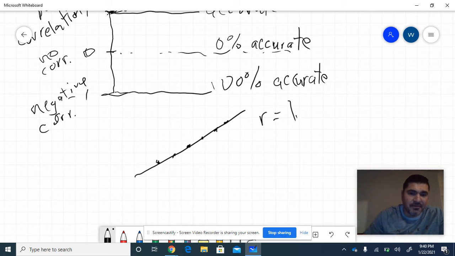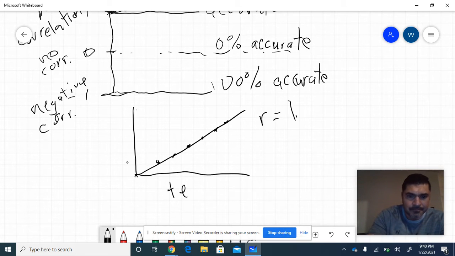So an example of a positive correlation is as the temperature goes up, the number of ice creams sold goes up. Okay? As the temperature goes up, so do the number of ice creams. That would be a positive correlation.